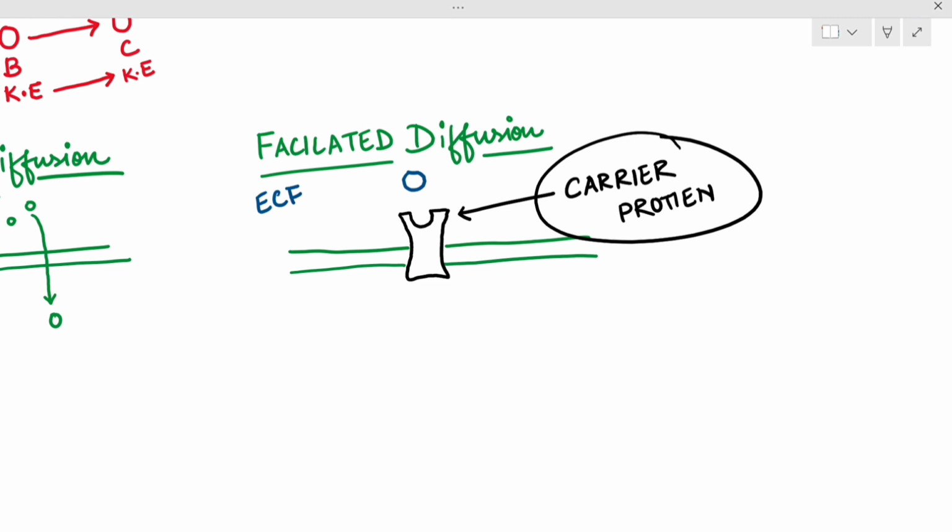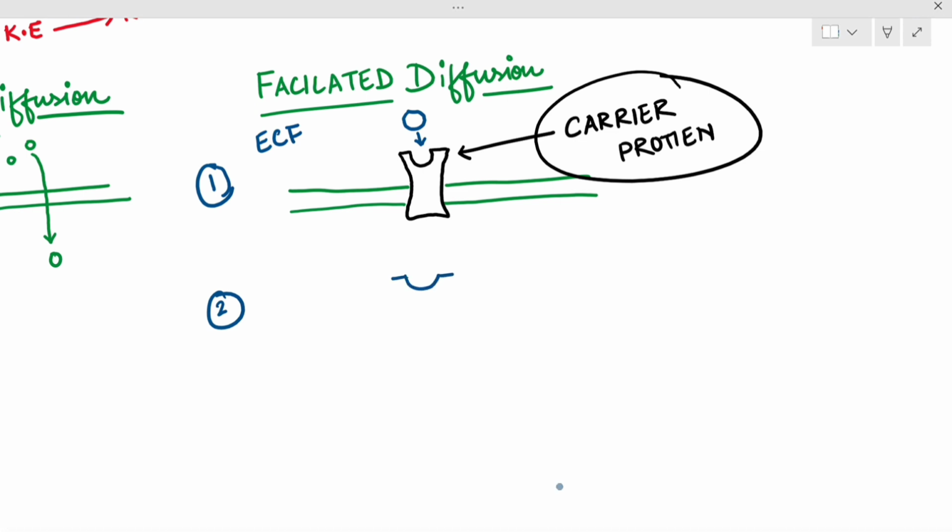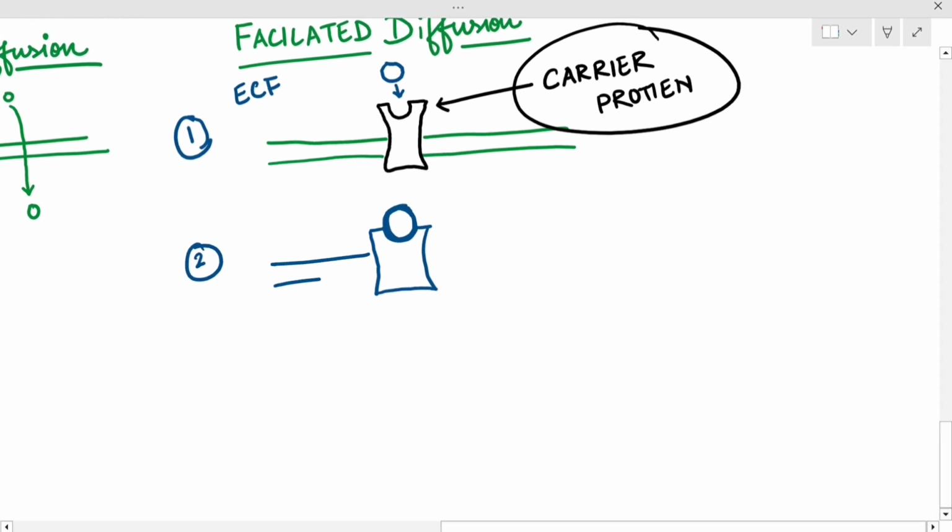Now let's see step one. This molecule will attach to this particular place of the carrier protein. So the attachment will take place. This particular molecule will attach in this particular place of the carrier protein. This is the lipid bilayer. Fine.